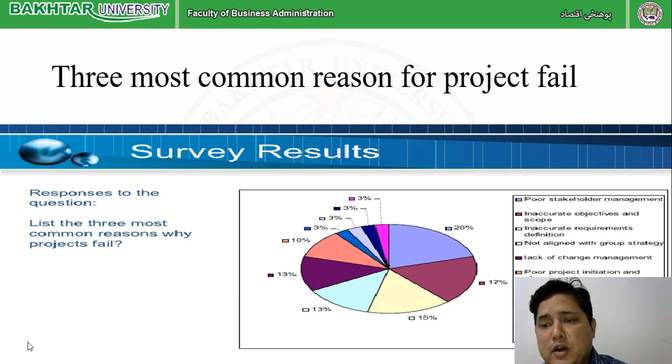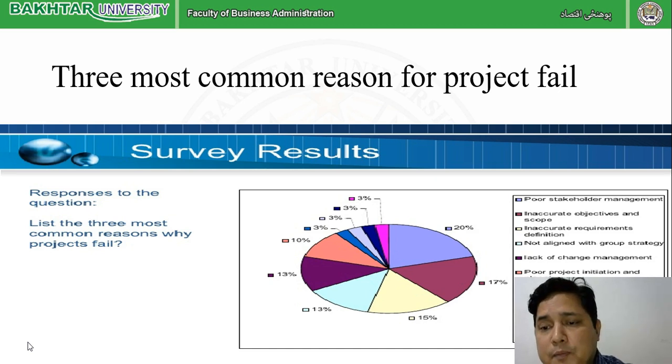The second reason is inaccurate objective and scope. When the objective is not defined properly, meaning what will be the purpose of this project, what will be the scope of this project, who is going to benefit, what is the limitation for this project, for how many years we are going to use this project, what will be the next step of this project. When the scope is not defined, objectives are not clear, objectives are changing from time to time, scopes are always modified. This confusion regarding the objective and scope is the second largest reason for project failure, at 17%.